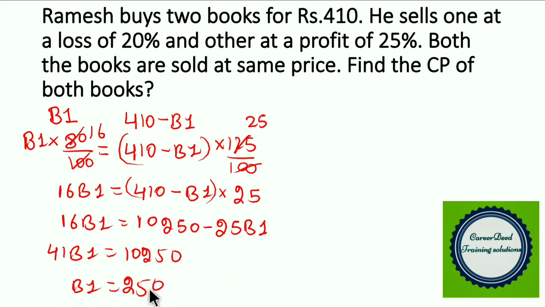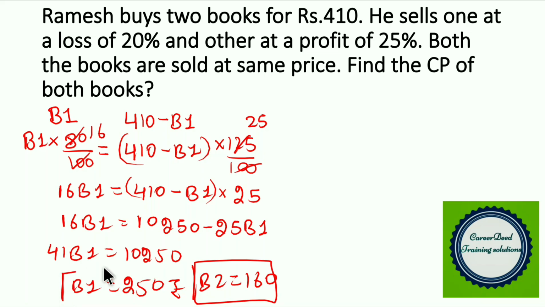So what is this 250? 250 rupees is the cost price of the first book. Then what will be the cost price of the second book? You have to subtract this 250 from 410. So 410 minus 250 you get 160. So the cost price of the first book is 250 and the cost price of the second book will be 160. Hope you got the problem. Moving to question number 3.